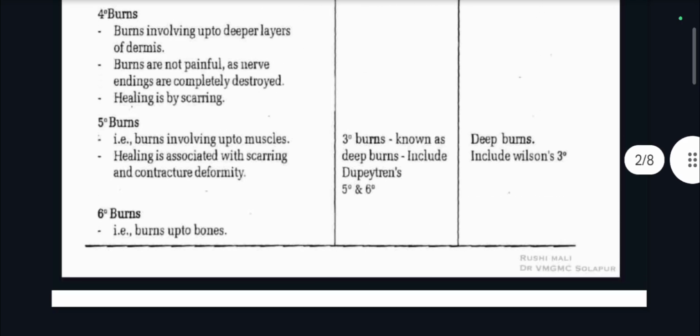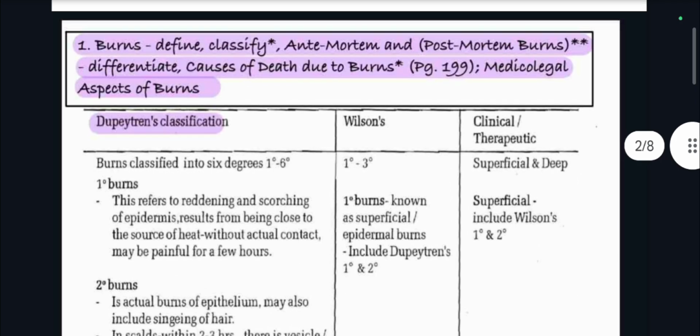What about quaternary burns? Deeper layers of dermis. Burns are not painful because the nerve endings are completely destroyed and healing is by scarring. What about 5-degree and 6-degree? In 5-degree, muscles are involved, and in 6-degree, bones are involved. And in 4, 5 and 6, scarring is observed. So these are the points regarding Dupuytren's classification. What about Wilson's classification?